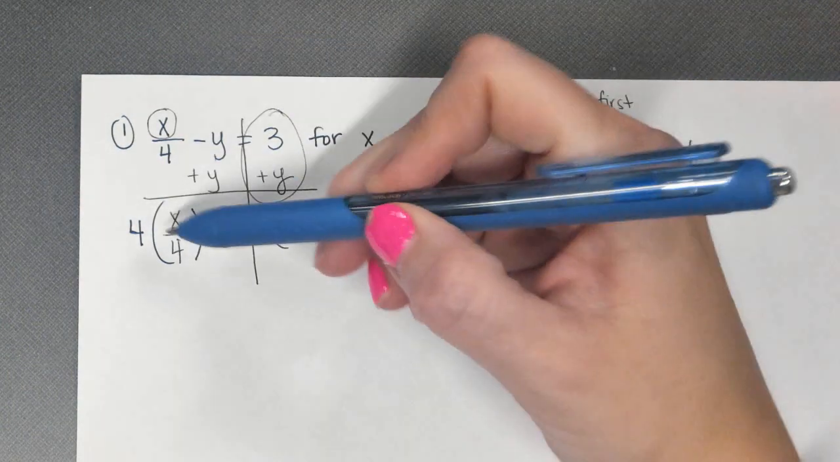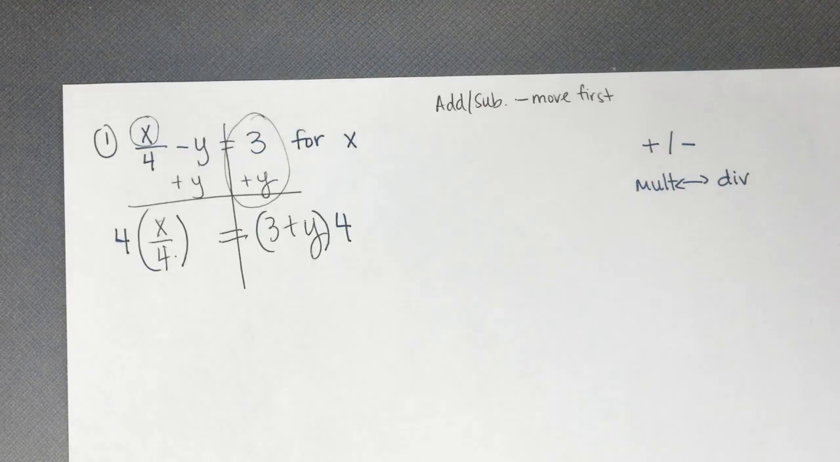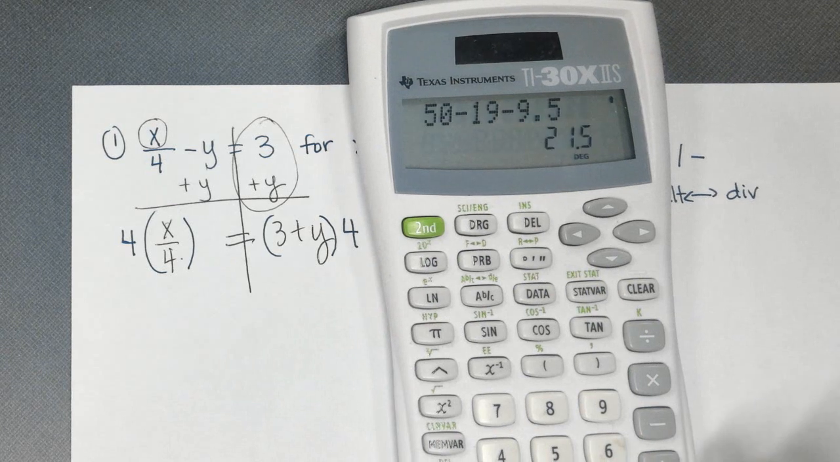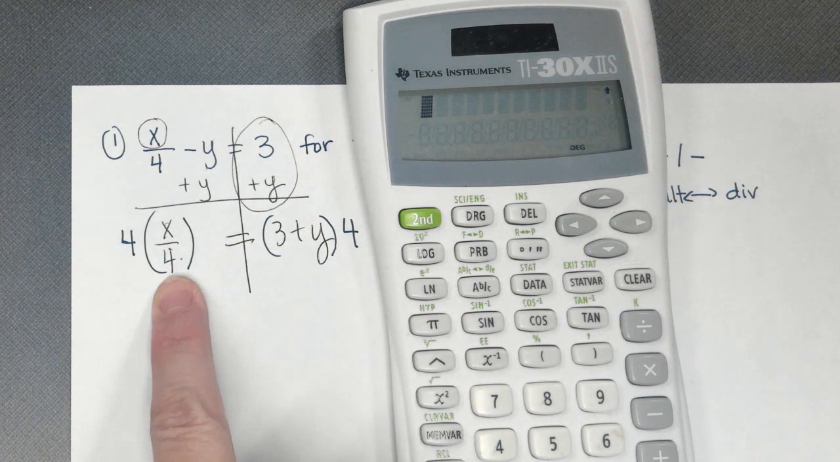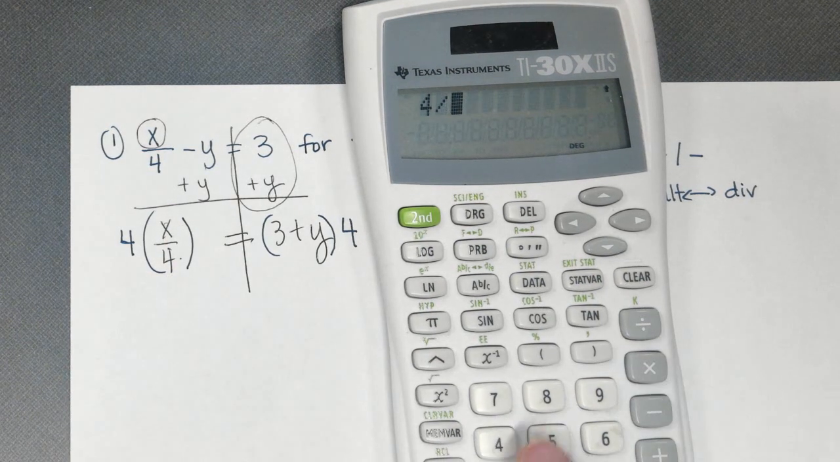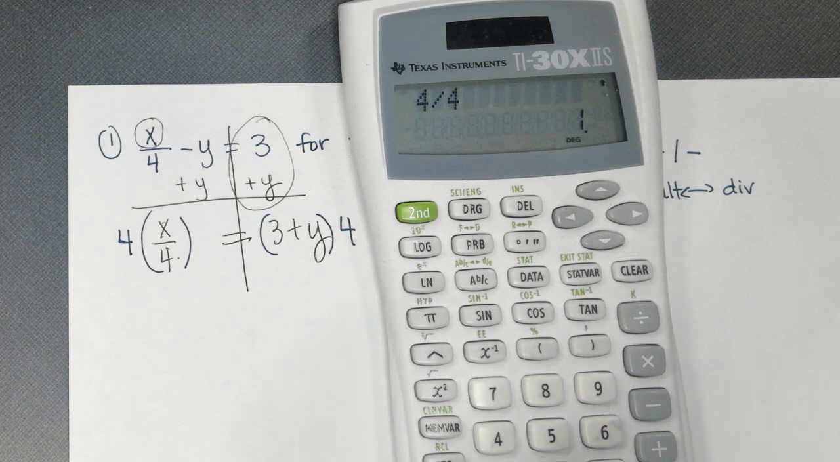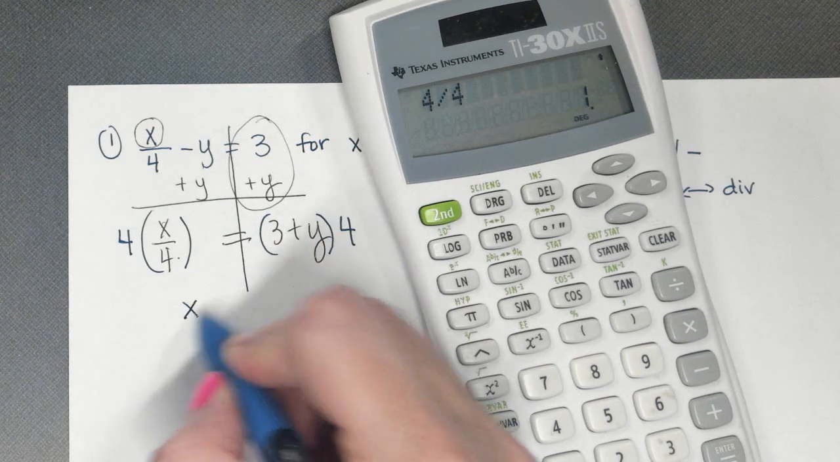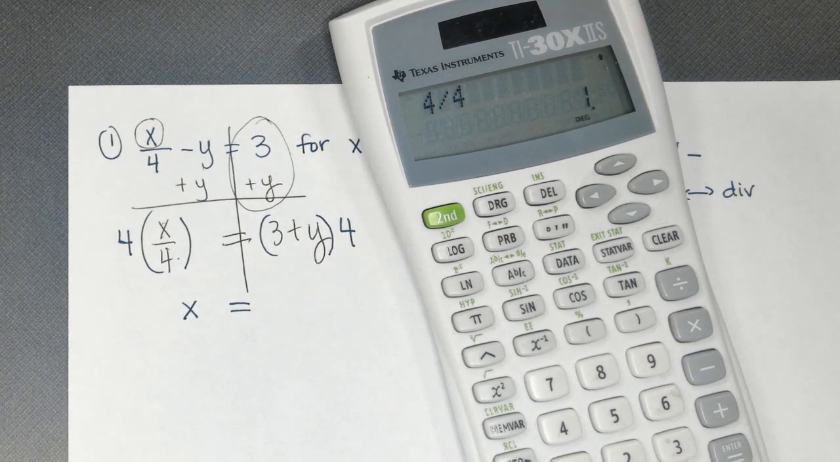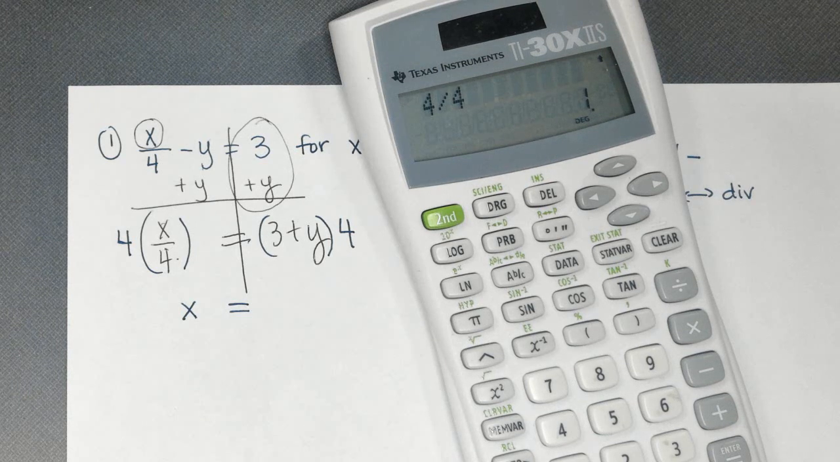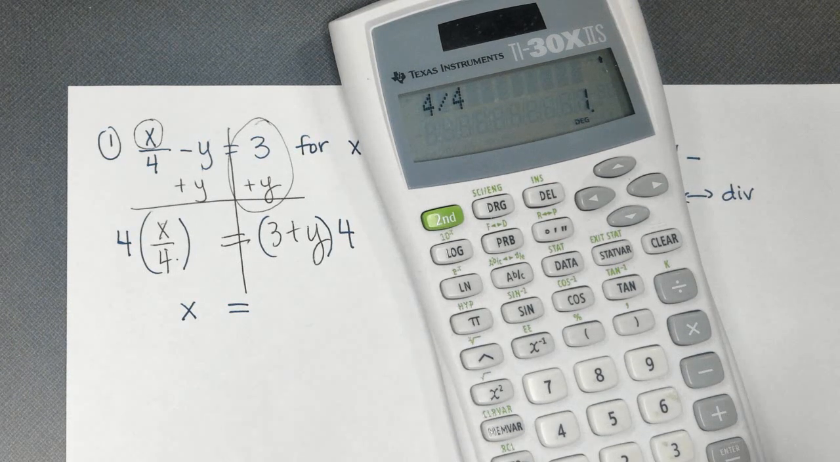Now, the reason why these cancel is because, let's look on our calculator. If you do 4 times something over 4, what you are doing is 4 divided by 4. And what's that? 1, right? So what you have here is 1x. You just don't have to write the 1. Remember, the 1 is understood. You don't have to write it.